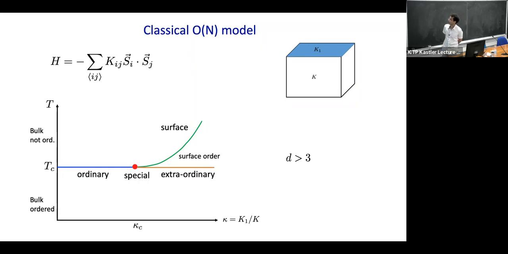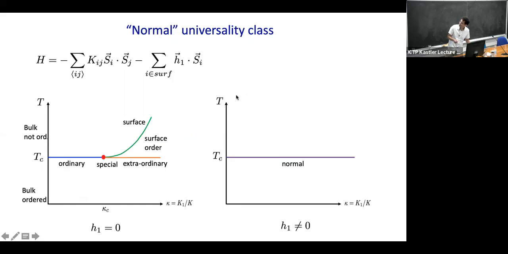Where? I believe it's actually here, but it's not very important. This critical value, of course, will depend on dimensionality, and it's order 1. The extraordinary phase, is the TC larger than the TC portion? Well, sorry. What? Wait, close this. Well, maybe here. Very good.